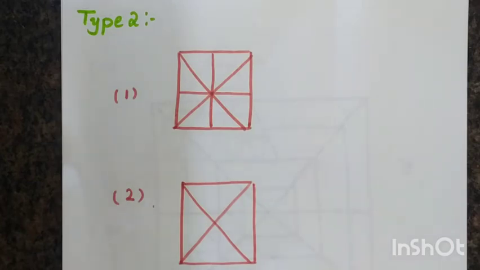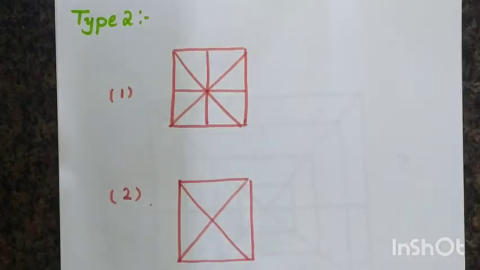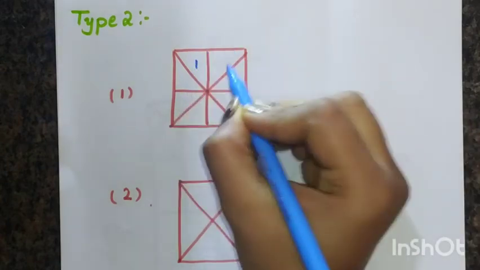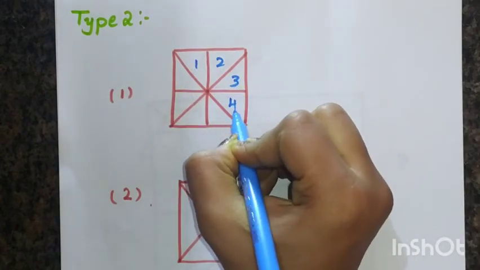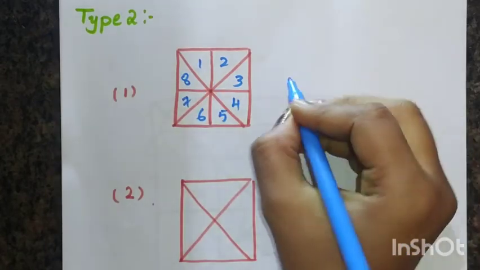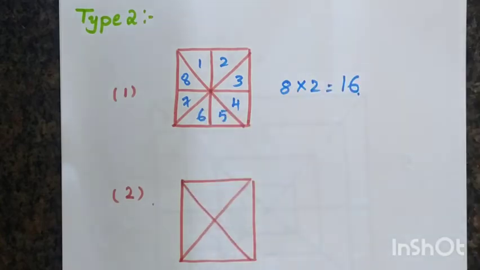Type 2, in the sense, what are we supposed to do? Now in this, if they ask to find the number of triangles, you just count the triangles inside this. 1, 2, 3, 4, 5, 6, 7, 8. There are 8 triangles, right? So 8 into 16. Hence you have 16 triangles in this figure.